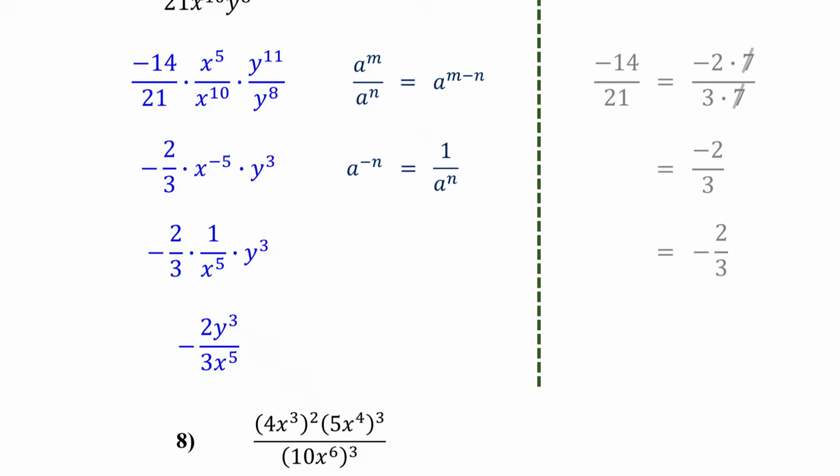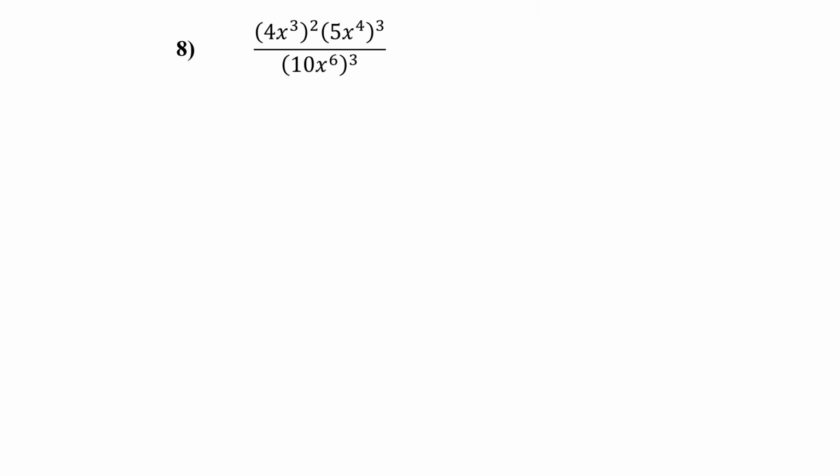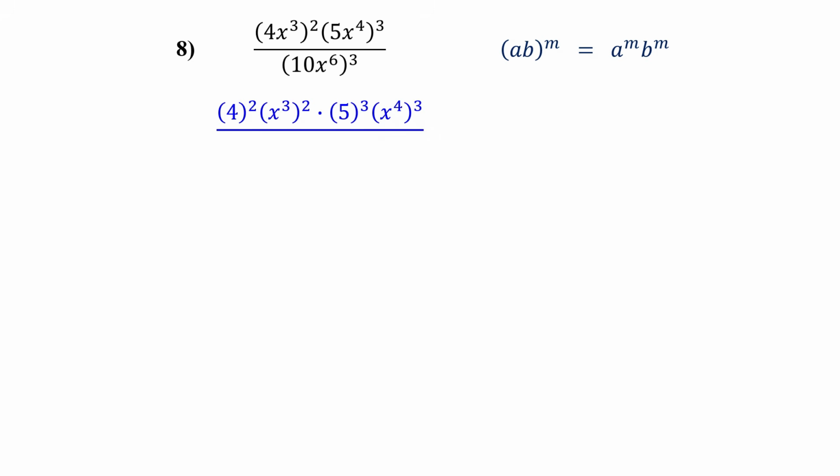Perfect. Let's move on to the next example where we'll combine several exponent rules in one expression. Here we have a fraction with expressions raised to powers. Start by distributing the exponents to each factor inside each expression. For the first expression in the numerator, distribute the exponent 2. For the second expression in the numerator, distribute the exponent 3. For the expression in the denominator, do the same with the exponent 3.